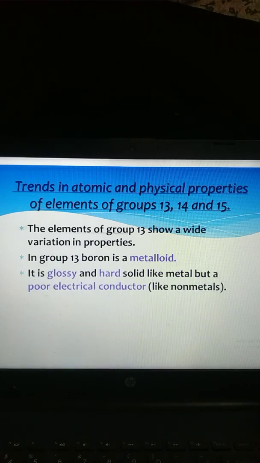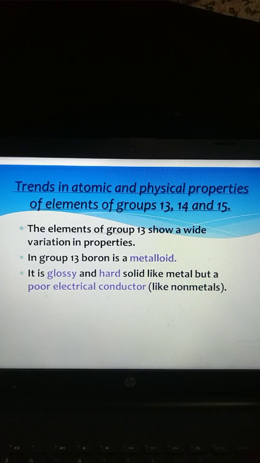Now in the same group, boron is a glossy and hard solid like metal. Glossy means it has shine, and it is a hard solid. That means the way metals possess these properties, in the same way it has the shine and the hard texture. But it is a poor electrical conductor. We know that non-metals are poor electrical conductors. Therefore, we say that it is a metalloid, since it has properties of both metals and non-metals.